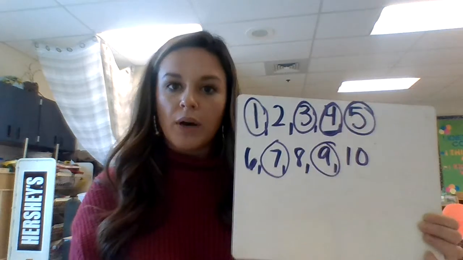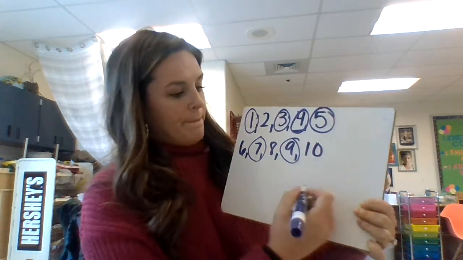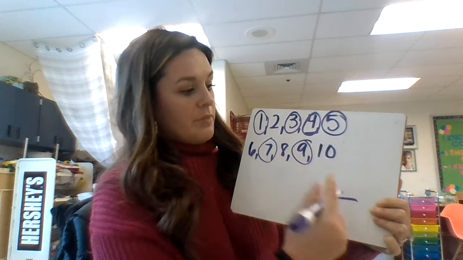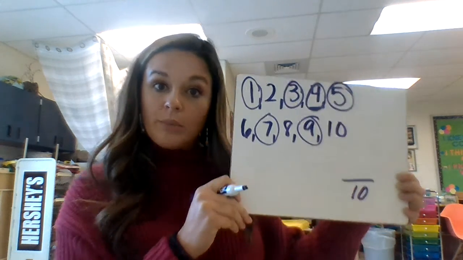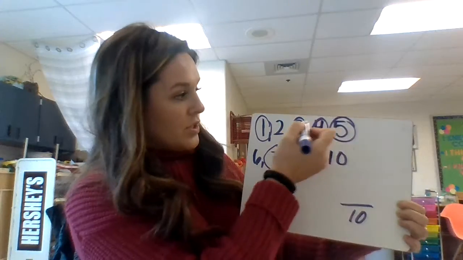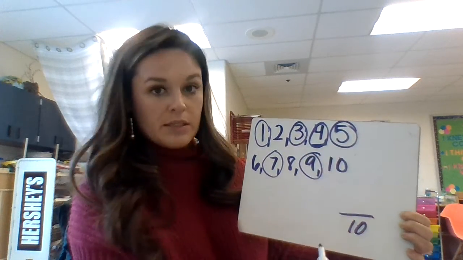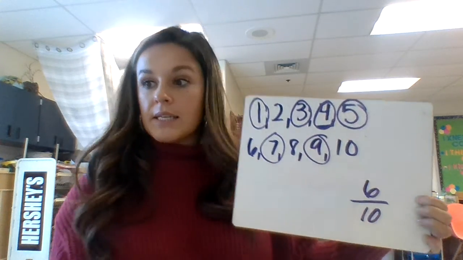So how many total possible outcomes? That's your bottom number, remember? There's 10 numbers, so there's 10 total possible outcomes. Now how many numbers do I have circled? 1, 2, 3, 4, 5, 6. 6 tenths.